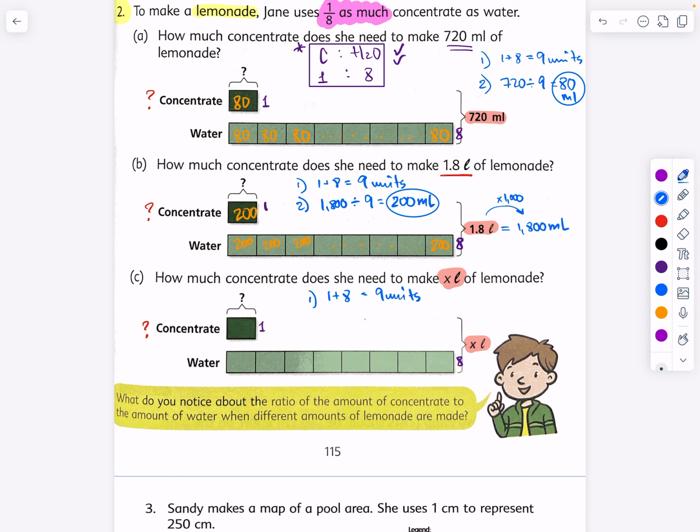Now, to create X liters of lemonade, we need to divide X by 9. And we can write it in 2 different ways. We can say X over 9, and that is not the preferred way. The preferred way is to write 1/9 of X liters. And that is our answer. 1/9 of X. Let's label it. 1/9 of X.